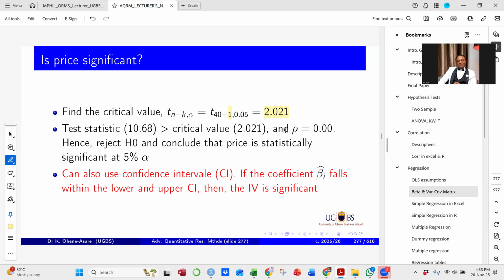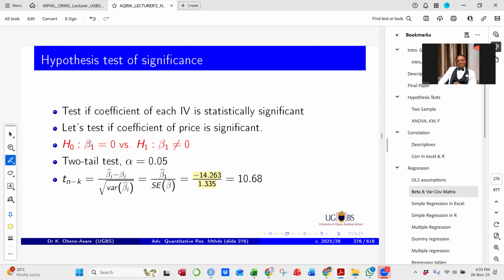So since the test statistic is bigger than the critical value, we can reject the null hypothesis of insignificance. What did the null say? It says that beta 1 is insignificant, meaning that beta 1 is 0. The alternative says beta 1 is not insignificant, it's important. The null says no, it's not important, it's 0. But our test statistic of 10 is bigger than the critical value of 2, and so we have enough evidence to reject this null hypothesis at the 5% level of significance.